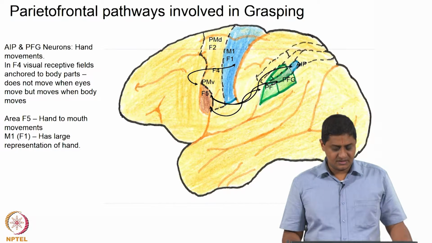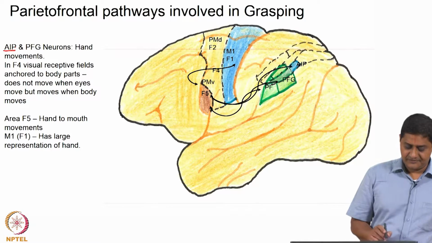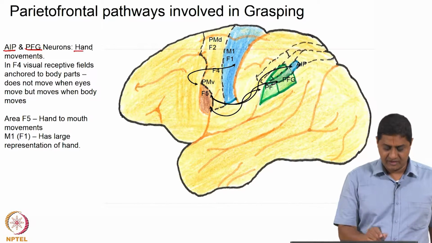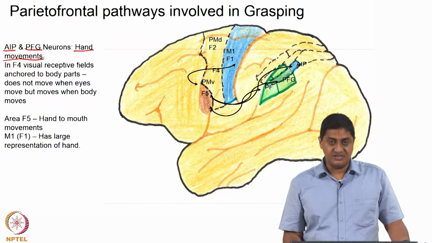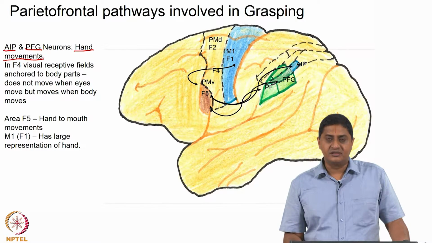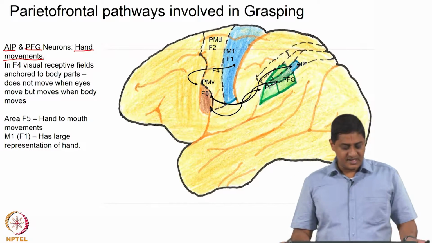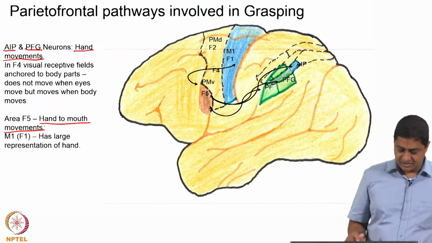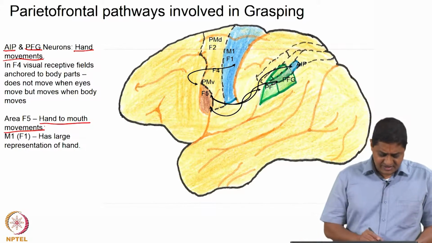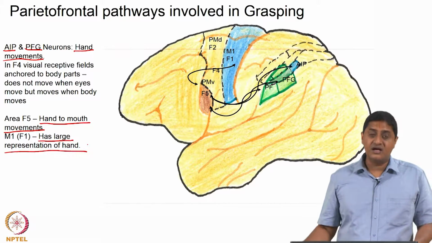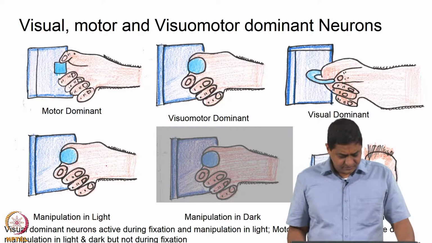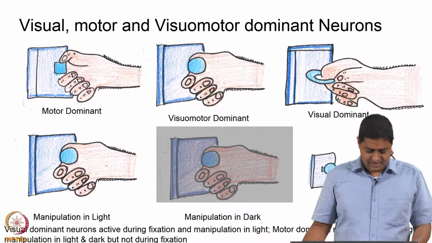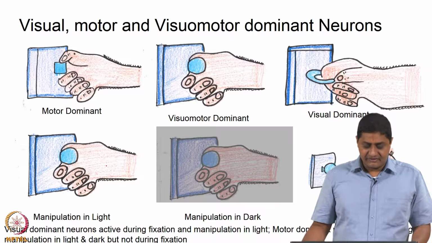We saw in the last class that neurons in AIP and PFG regions are responsible for hand movements, and in region F4 there are receptive fields anchored to body parts. These are active when the body moves, but not when the eyes move. So, these are body related fields. Area F5 also hosts neurons specialized in coordinating hand to mouth movements. We have also seen that the primary motor cortex has a disproportionately large representation of the hand. Also, depending on the task and the type of neuron, different classes can be found.